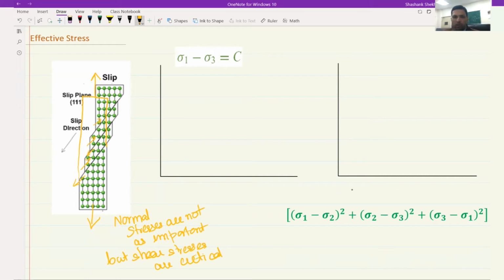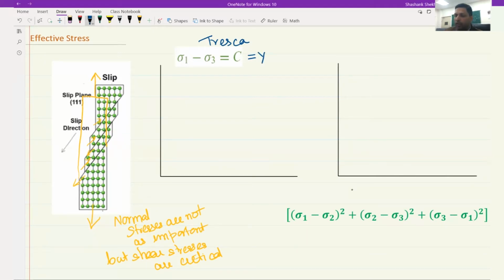Now moving on to explaining the effective stress. You remember when we were talking about this particular criterion, which is the Tresca criterion. We said that when sigma 1 minus sigma 3, which is also a shear stress, reaches a critical value C, that is when yielding occurs. And we showed that this is equal to Y.